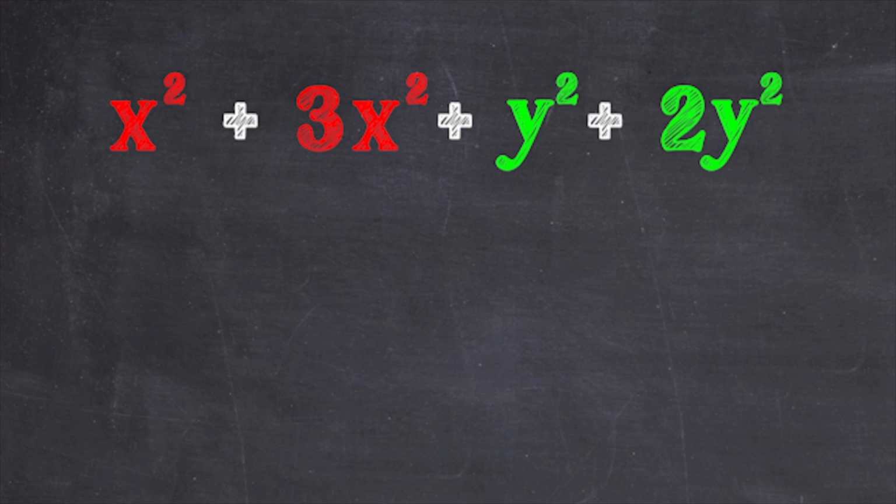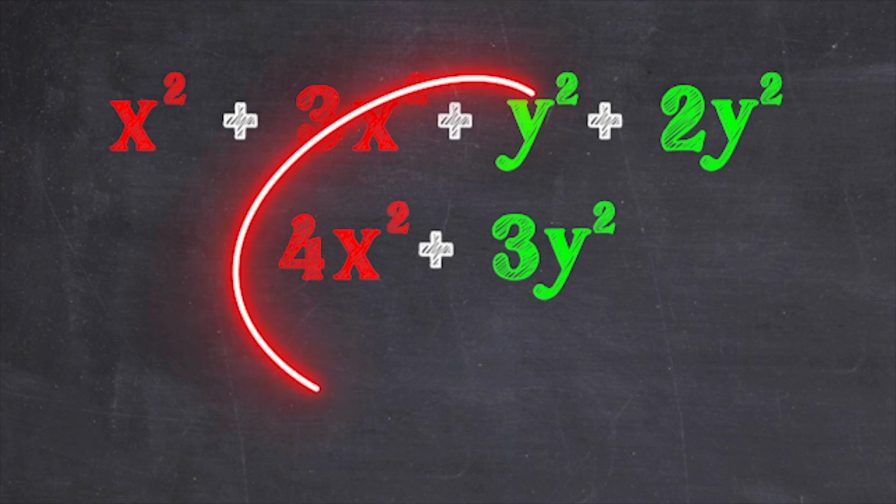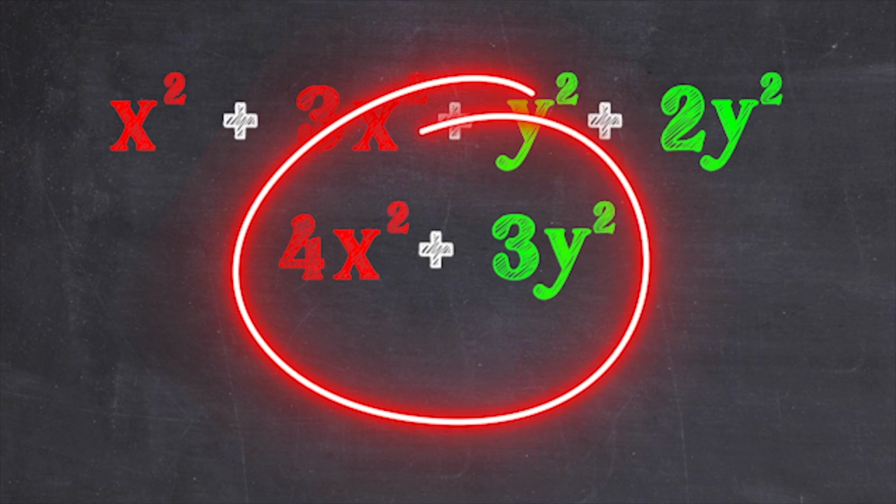The coefficient of x squared is 1, while 3x squared has the coefficient 3. So combining the coefficients of these two terms gives us 4x squared. The term y squared has coefficient 1, while 2y squared has the coefficient 2. Combining these two terms gives us 3y squared. In the final step, we just need to place the simplified terms together. Hence, the simplified algebraic expression is 4x squared plus 3y squared.